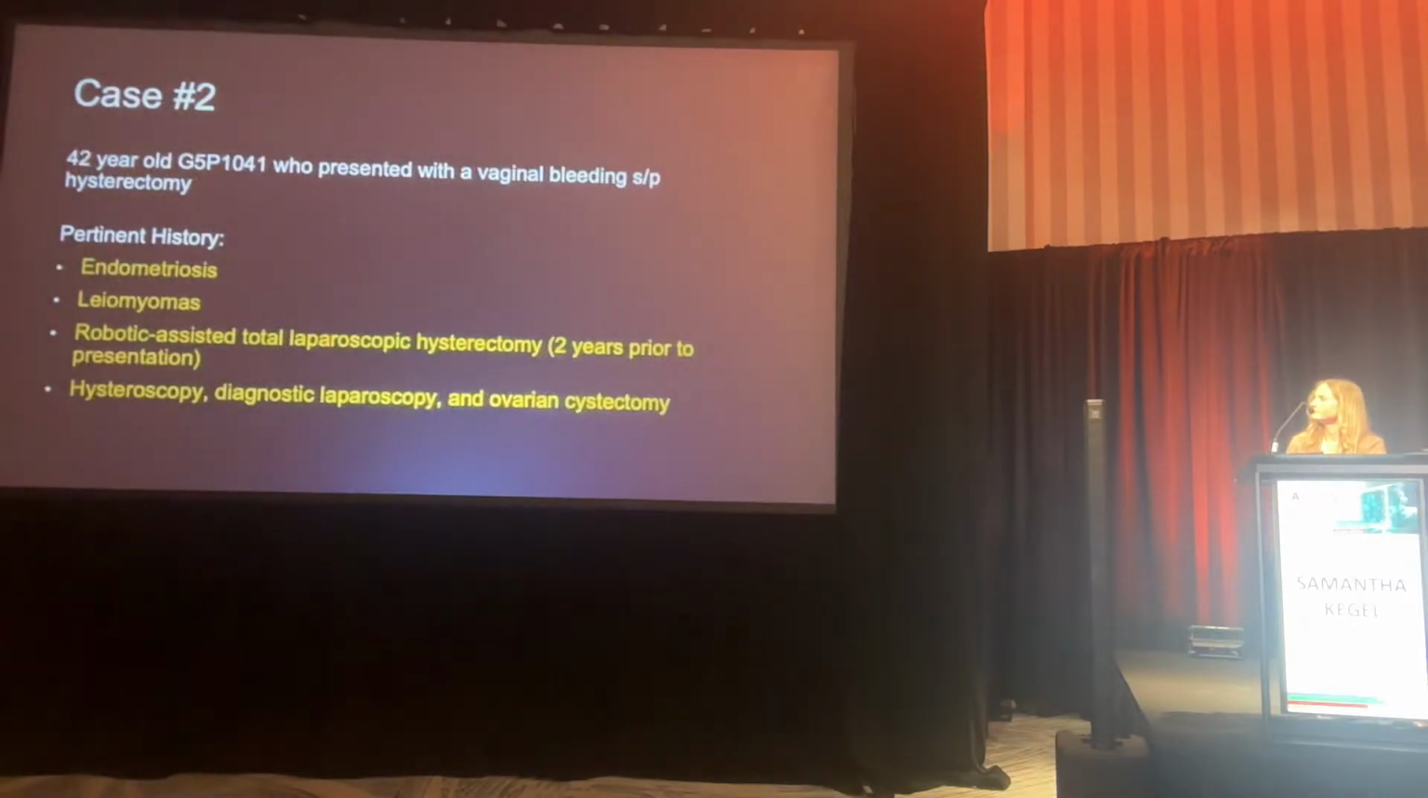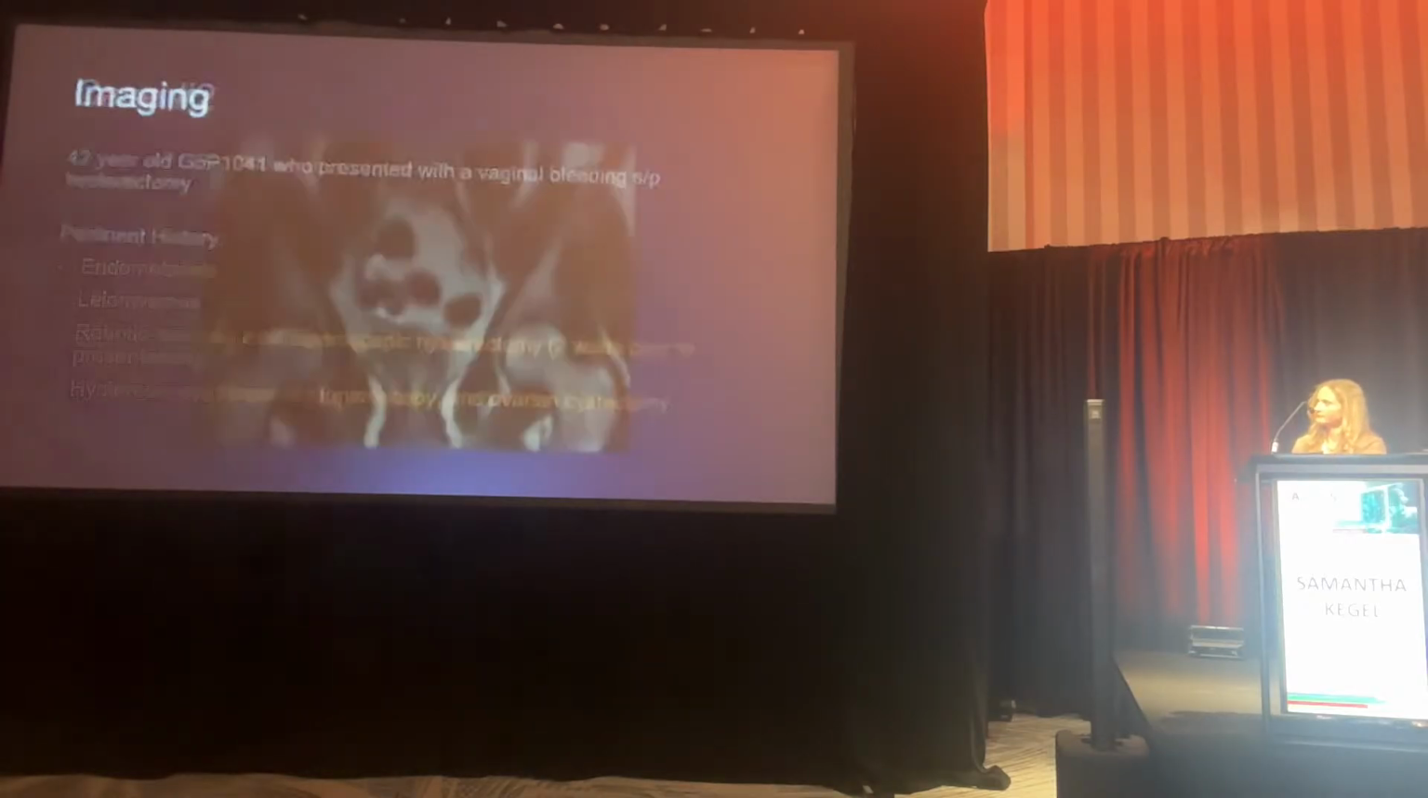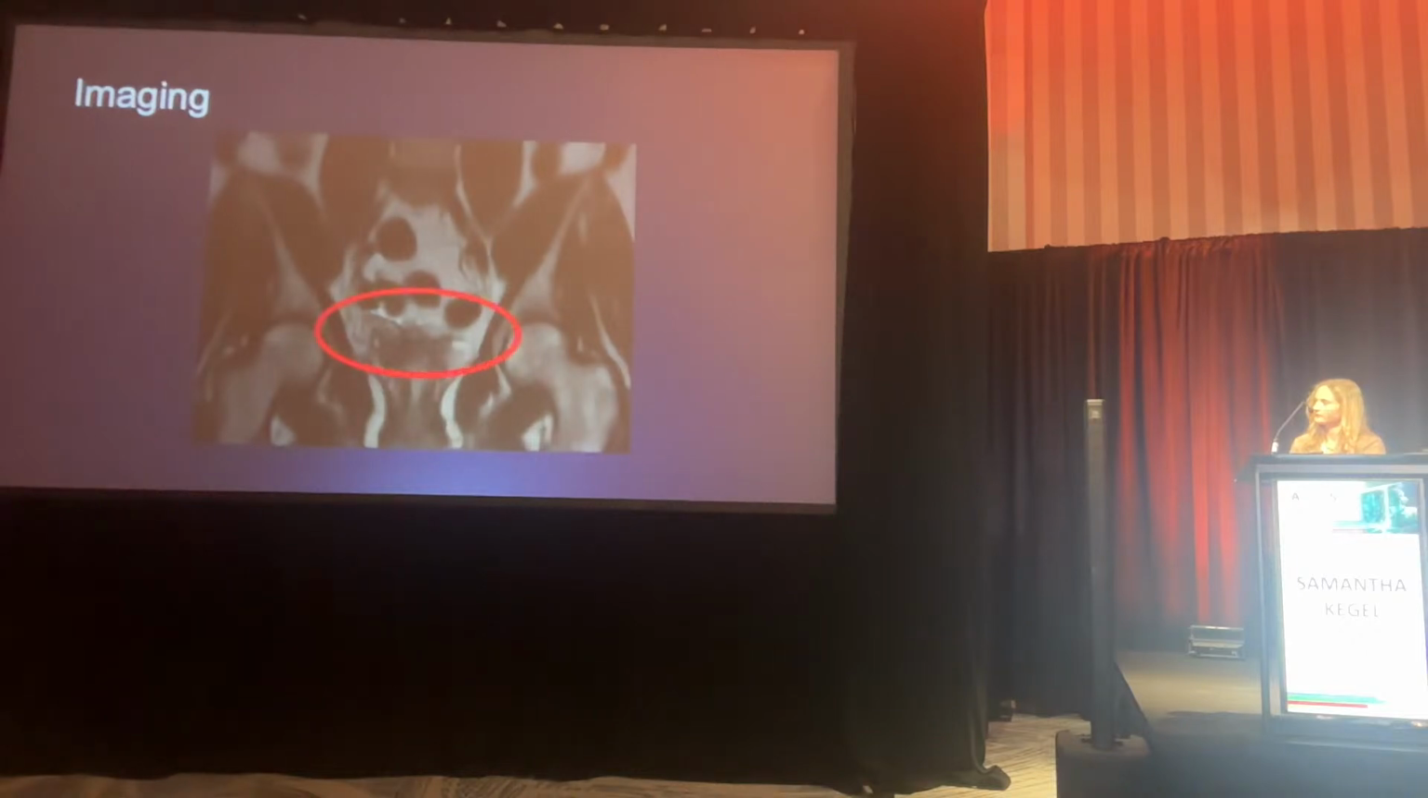Case number 2 is a 42-year-old G5P1041 who presented with vaginal bleeding post-hysterectomy. The patient described her bleeding as non-cyclic spotting that occurred up to 3 times per month. MRI imaging of the pelvis was unremarkable.